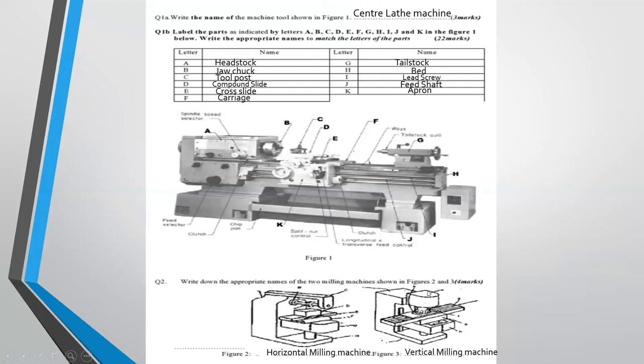You check where the part that is performing the real machining, or where the driving mechanism of that machine tool, is located. You see the driving mechanism is located here. So the arbor is horizontal, so it's a horizontal milling machine. And this is a vertical milling machine. You see the vertical head. Let's go on.